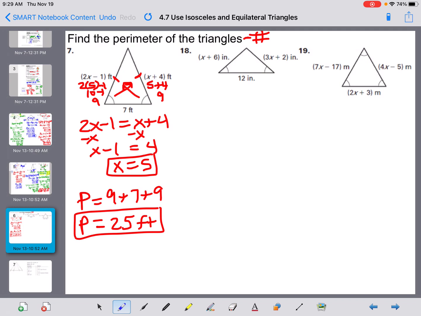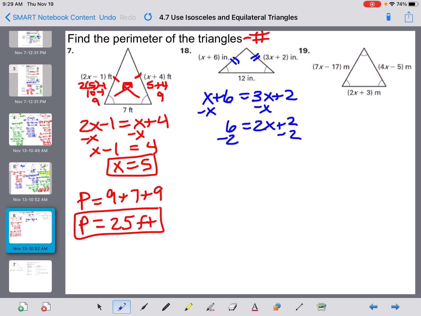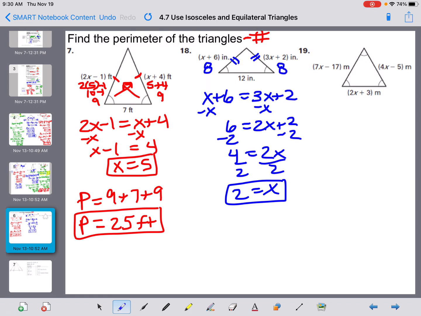All right, so on 18, again, base angles, which makes these legs the same. So again, I can do x plus 6 equals 3x plus 2. Put my x's together. Subtract my 2. Remember, to move across that equal sign, you have to do the opposite operation. Divide by 2, and x equals 2. Plug it in. 2 plus 6 is 8. 3 times 2 is 6, plus 2 is 8, and I'm ready for my perimeter. I'm adding my sides, 8 plus 12 plus 8, and I get 28. It looks like it's going to be in inches.